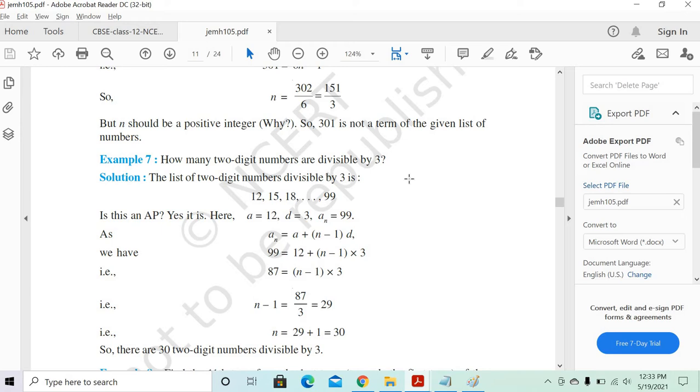So use the same formula. An is equal to a plus n minus 1 d. So here an will be 99. First term a is 12. Common difference is 3. Clear? We just have to use the same formula. Exactly the same formula. Correct? Fine, sir. Yeah, try it out.